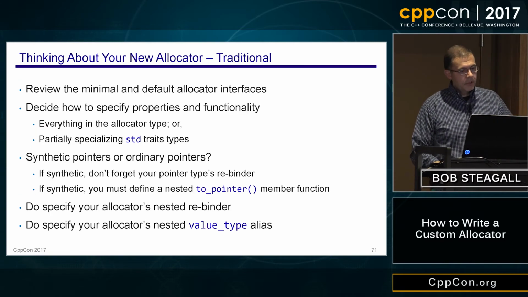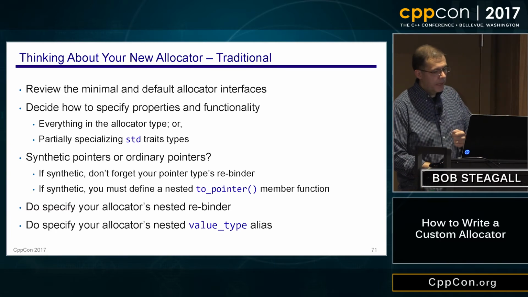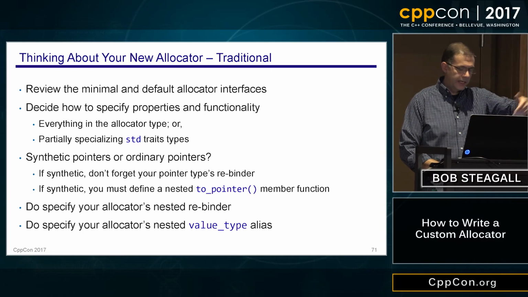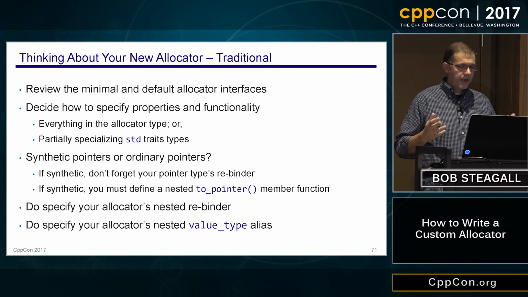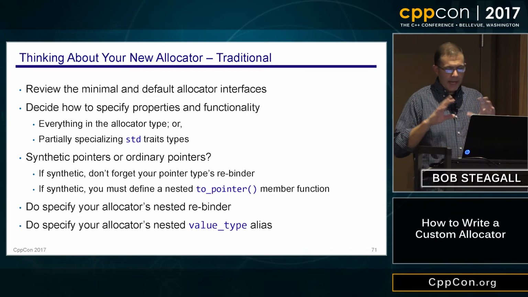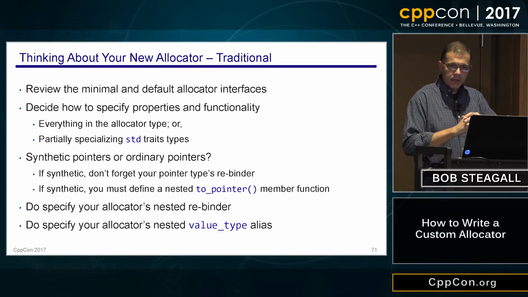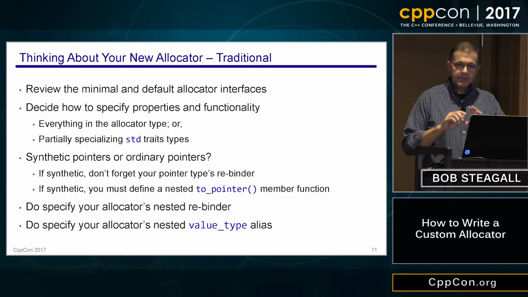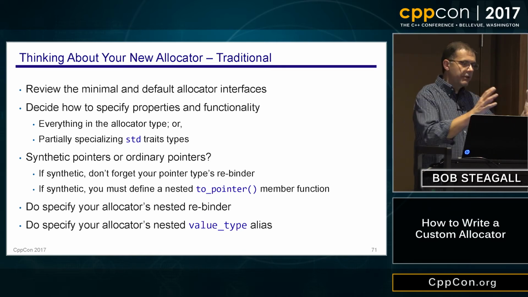So if you really like pain and you want to build a traditional allocator, I strongly recommend review the minimal and default allocator interfaces and read the sections in the standard, those requirements that I listed several slides ago. And decide how to specify the properties and functionalities that you want. Now, I haven't mentioned this, and I'm only going to say it very quickly. You can put all of that stuff in the allocator itself, in your custom allocator. You're also allowed to partially specialize allocator traits and pointer traits. I don't recommend doing that. I recommend put everything in your allocator.